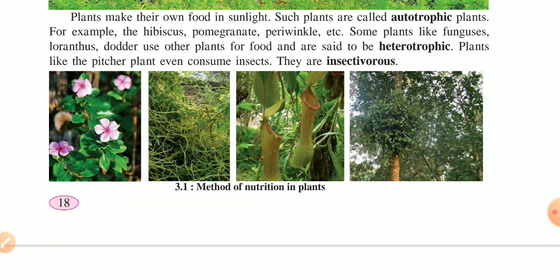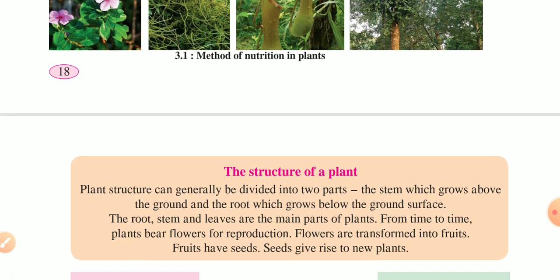Now, some plants like fungus, Loranthus, dodder use other plants for food and are said to be heterotrophic. These fungus, Loranthus, dodder, they are not making their own food. They take their food from other plants. Therefore, they are called heterotrophic plants. And plants like the pitcher plant consume insects. Some plants eat living animals like insects. These plants are called insectivorous plants.